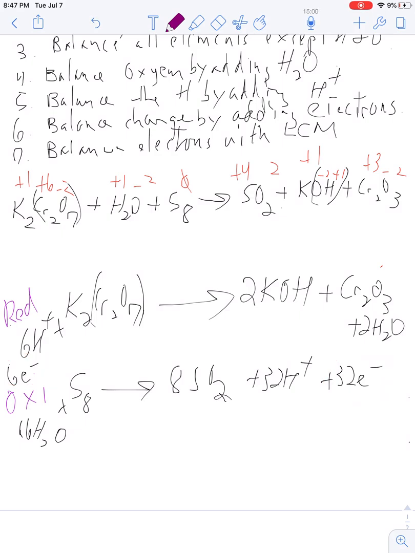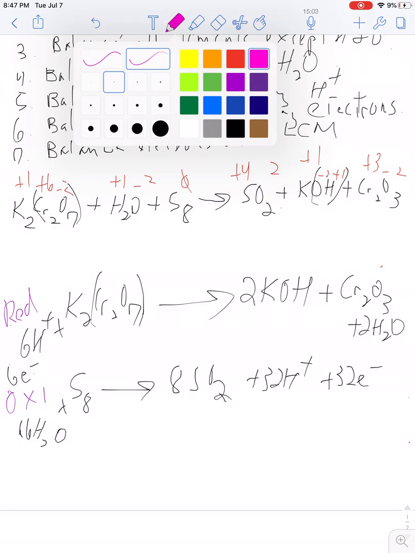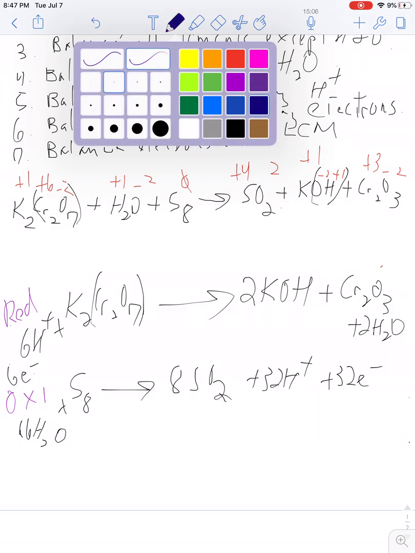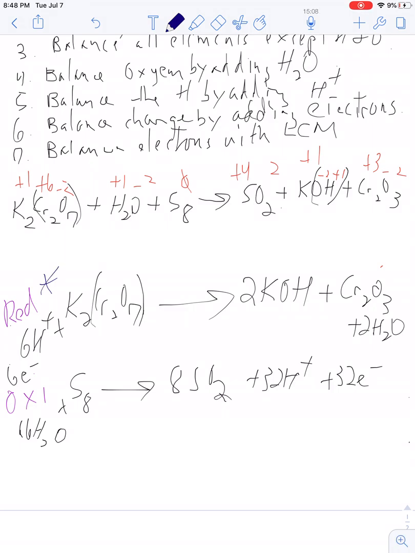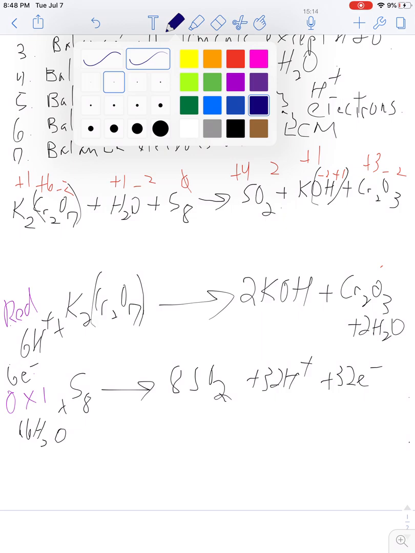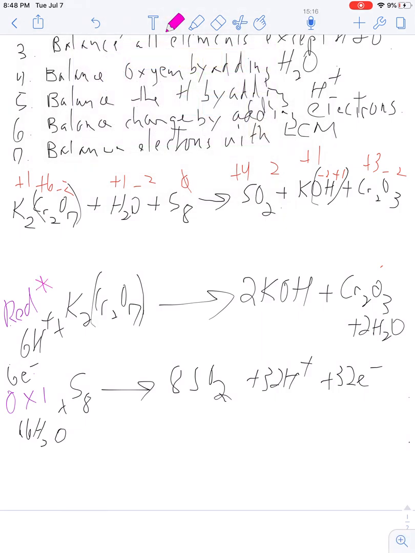We're going to have to multiply this reaction by 16, and we're going to multiply this reaction by 3, because 16 times 6 is 96, and 3 times 32 is 96.